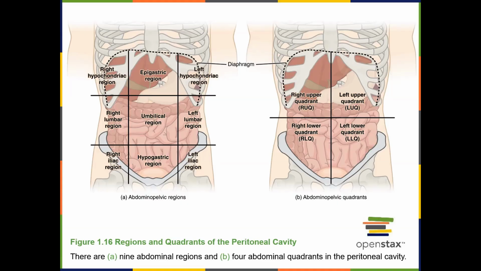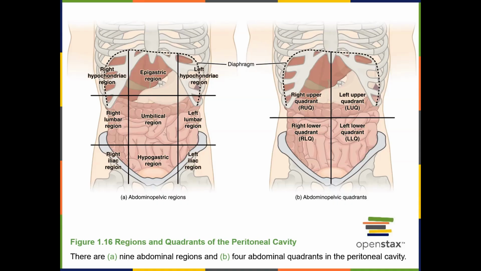For abdominopelvic regions, there are right and left hypochondriac regions that flank the epigastric region. The right hypochondriac region contains mostly the right lobe of the liver. The epigastric region contains mostly the gallbladder, as well as portions of the liver and stomach. The left hypochondriac region contains the spleen, as well as a portion of the stomach.